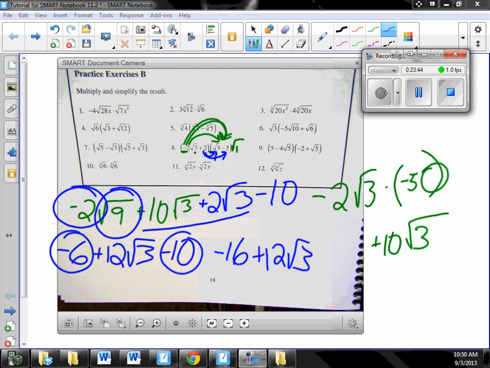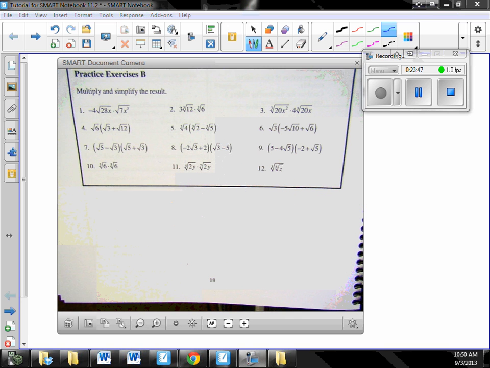So let's look at number 10. 10's a little bit different. And 10's actually quite hard. When you're multiplying roots, the only time you can put them together is if the roots are the same. And on number 10, I have a third root, and I have a fifth root. But the bases are the same.